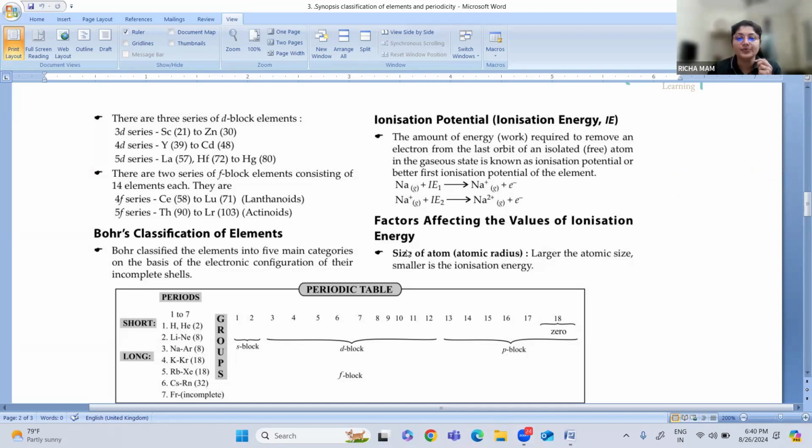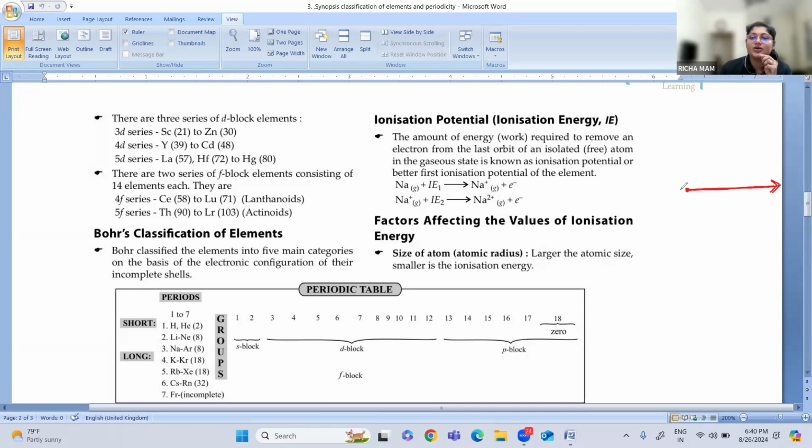Now, what are the different factors affecting the ionization energy? The first one is the size of the atom. If the size of the atom is larger, then a smaller amount of ionization energy is required. What is atomic radius? It is half the distance between the nucleus and the outermost electron. The larger the atomic radius, the smaller the ionization energy required.